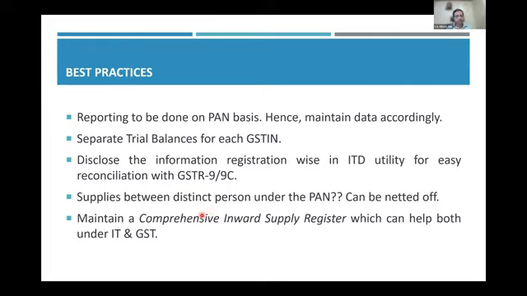Now, this is my suggestion. If you or your client is able to maintain it, then maintain a comprehensive inward supply register, which can be used under both the laws.